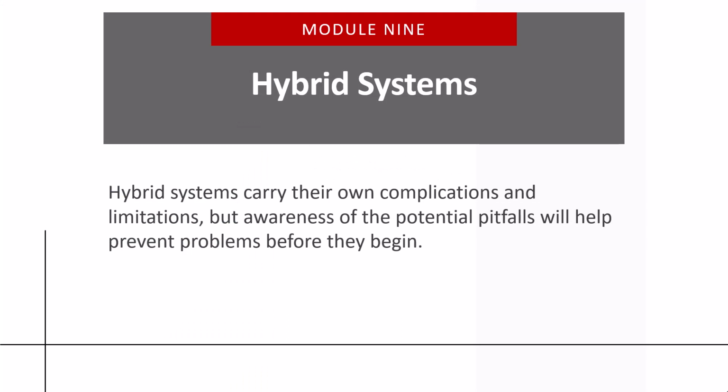Module 9: Hybrid Systems. Even as more and more companies attempt to go paper-free, it is not always possible to remove paper files from the records. This is how hybrid systems become necessary. Hybrid systems carry their own complications and limitations, but awareness of the potential pitfalls will help prevent problems before they begin and allow you to design the most efficient system to manage and maintain records effectively.